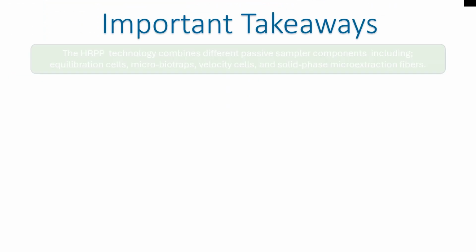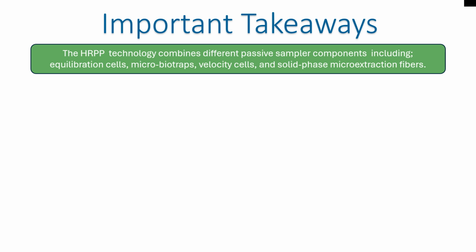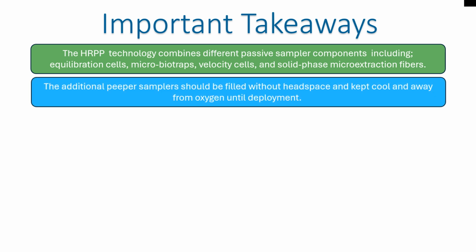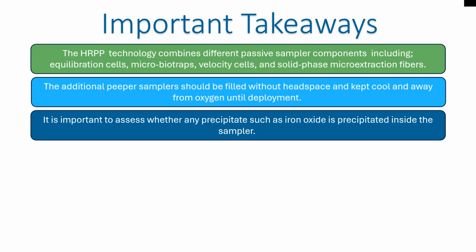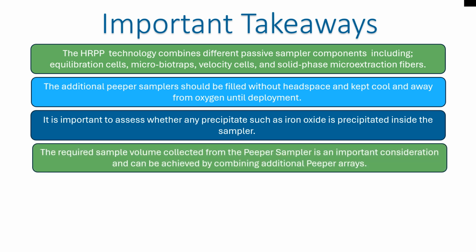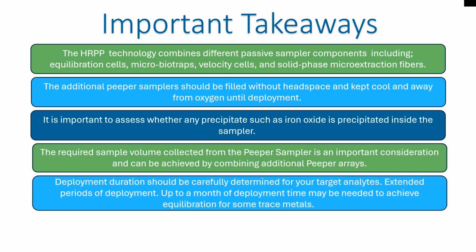Some important takeaways about the HRPP sampler are: the device combines multiple passive sampling technologies on one tool. Additional peeper samplers can be used and must be filled without headspace and kept cool and away from oxygen prior to deployment. It is important to assess whether any precipitate, such as iron oxide, is precipitated inside the sampler. The required sample volume for your project must be considered. Due to the fact there are many different sampling technologies on one tool, deployment duration should be carefully determined for your target analytes, and extended deployment times may be necessary.